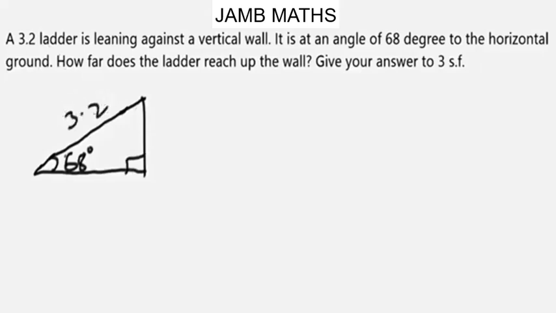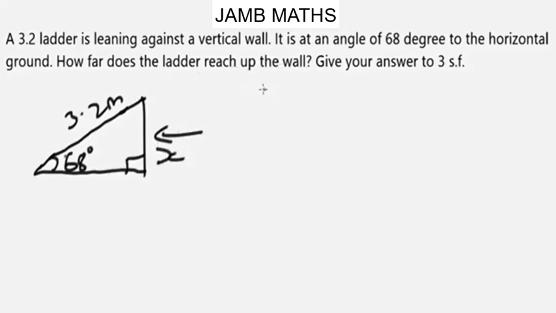Now, the ladder. Let's put the meter. It's measured in meter, the length of the ladder. 3.2 ladder is leaning against the vertical wall. It is at an angle of 68 degrees to the horizontal ground. So I'm looking for how far the ladder will reach up the wall. So this is the wall. This vertical line is the wall. So we're looking for the length, how far the ladder will reach up the wall.